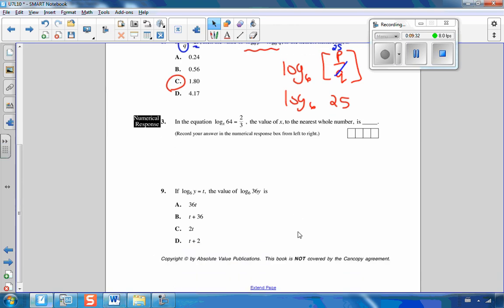Okay, number 3. So in the equation, log base x of 64 equals 2/3. What is the value of x? So I am going to do circle of logs.